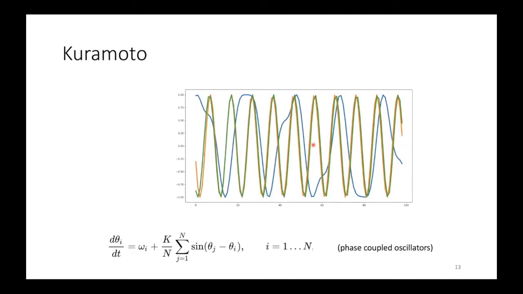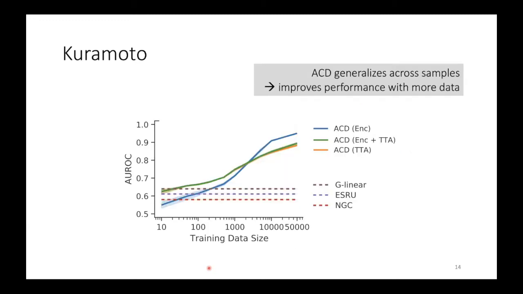There's also another problem, which is the Kuramoto ODE, which is basically phase-coupled oscillators, like here. And here we see the same thing happening. If the training set size increases, our methods improve dramatically. The encoder model starts off being a little worse, but then when it starts to train, it actually surpasses all the other models, even the models where we do test time adaptation, which seem to overfit a little bit on the particular test set.